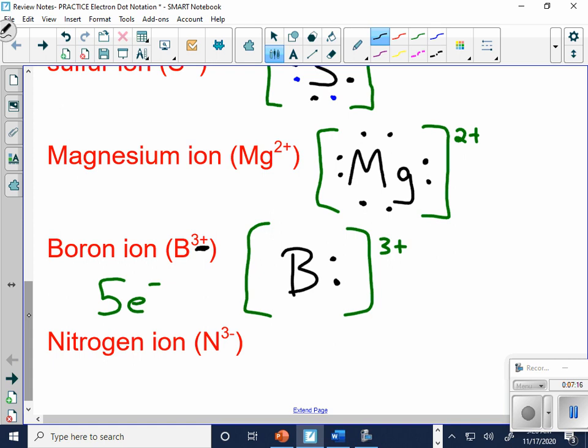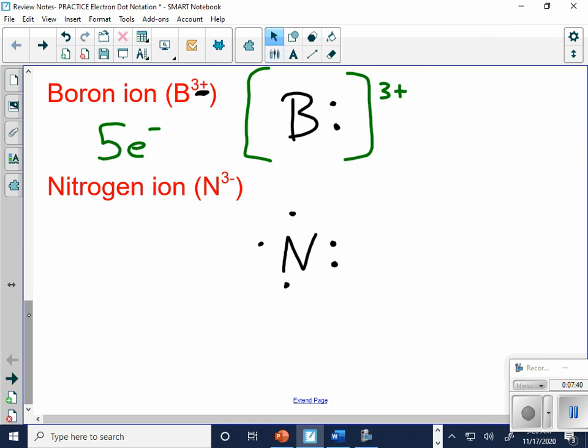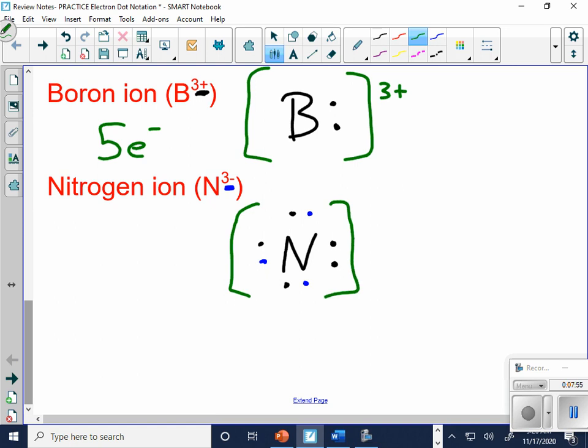Okay, my final one here. It's kind of an easier one. It is nitrogen. Olivia, how many valence electrons does nitrogen have? 5. So I say 1, 2, 3, 4, there's my 5. So I can see that this nitrogen wants to gain 3 electrons because I have 3 spots open. So it gains those 3 electrons. I put in the brackets, and it's going to have a 3- charge.